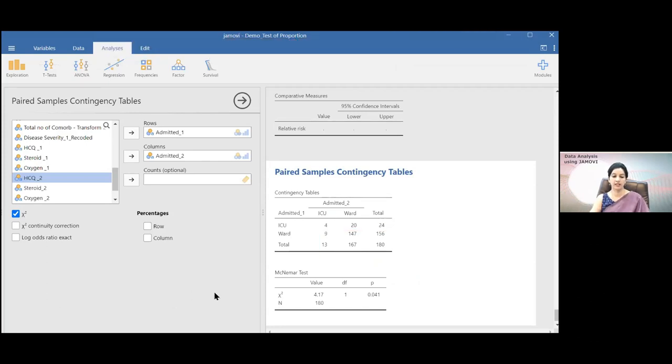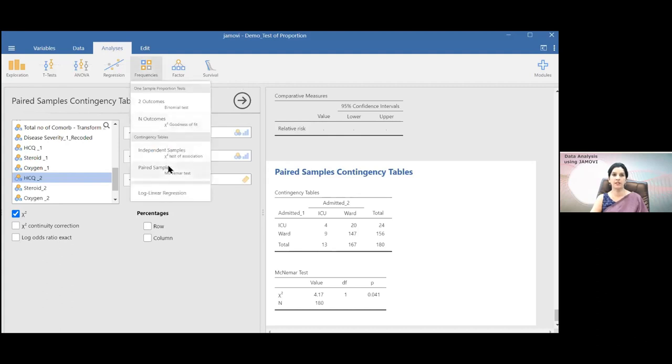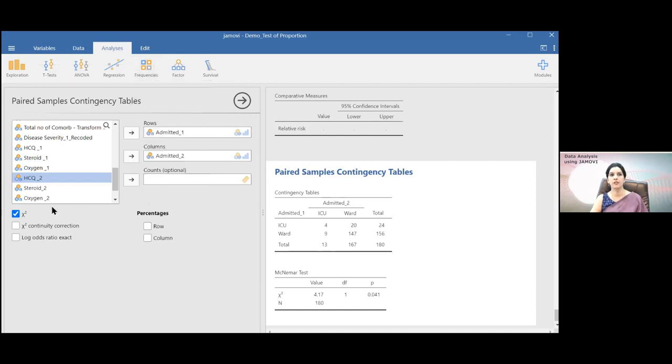So if it is clear, then again I'll revise the command. You have to go to this frequency, and you can see that there is an option of paired sample. And once you click this, this window will appear, and you only need to click this chi-square. That's it. And then calculate the percentages based on this marginal percentage or marginal proportion, depending on the variable of interest.